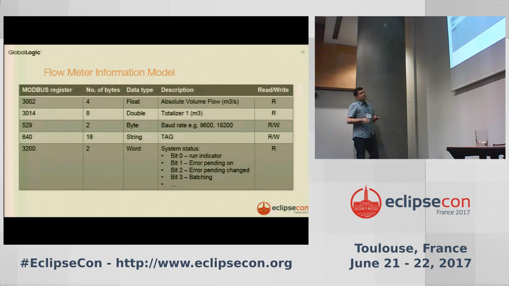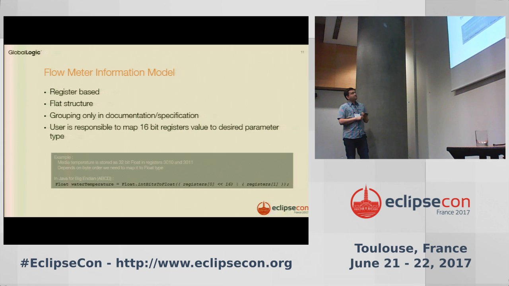So if you want to, for example, read the volume flow, we need to read 2 registers, so in total we have 32 bits, and then manually convert it to a float. Yeah, it is a flat structure. Grouping of those registers is usually done only in documentation in Modbus. And usually the user, or the device or application that is connecting to this flow meter, is responsible for mapping those registers into the desired parameter or process value with a concrete type.